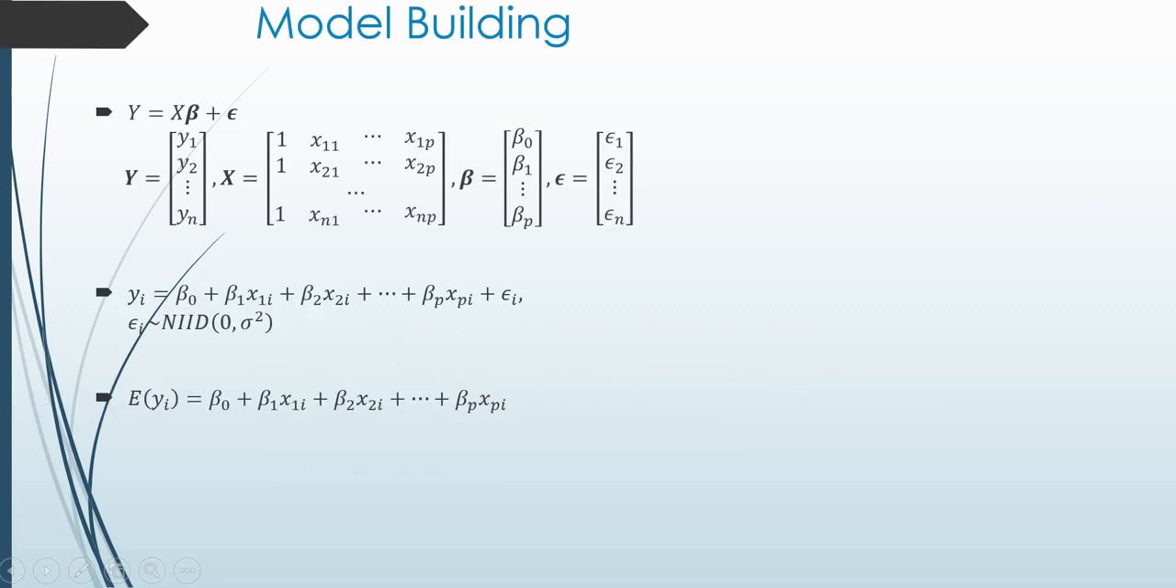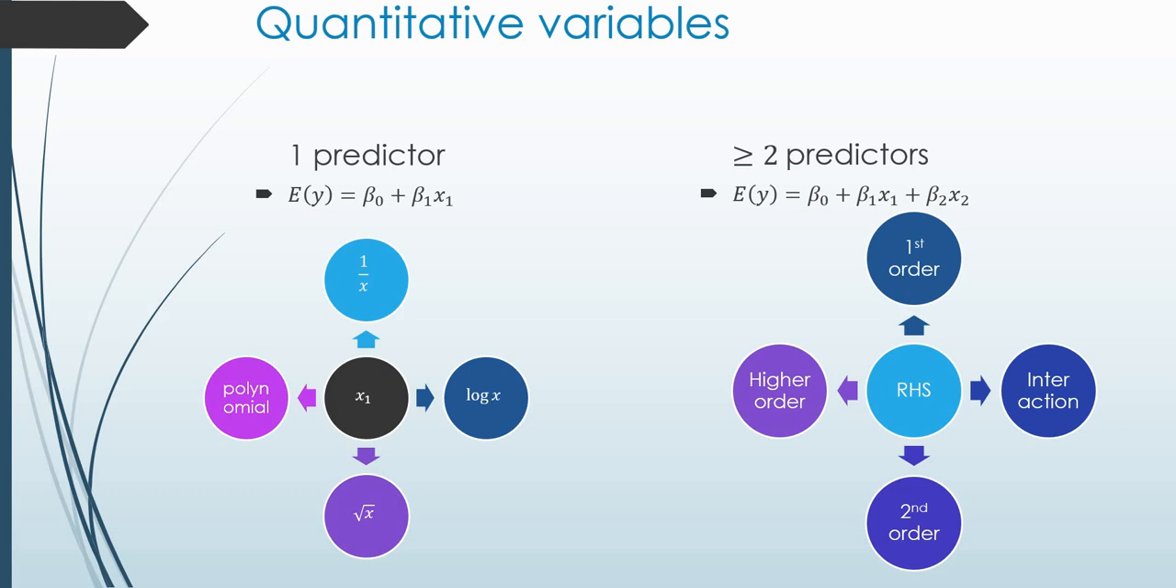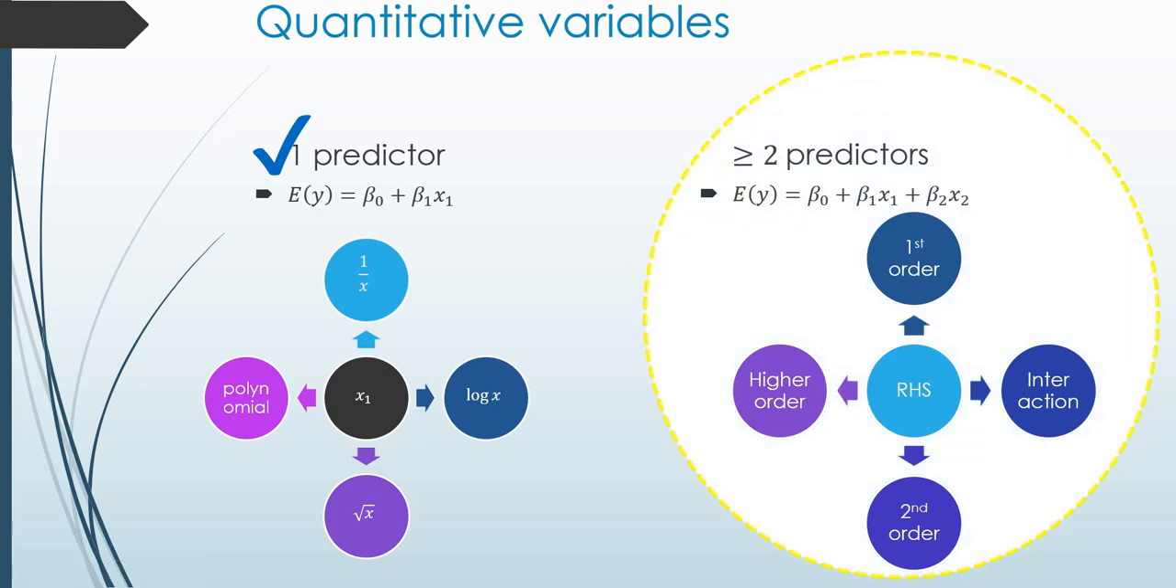So for this session, we will be discussing model building, particularly for quantitative variables. In the previous session, we learned how to do model building with one predictor variable. Now for this session, we will be focusing on two predictors.